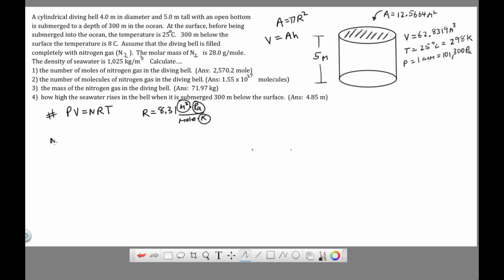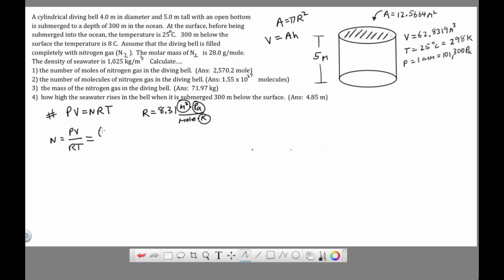All right, so all we do is we rearrange the ideal gas law here for moles. So N is equal to PV over RT. We know that the pressure, if the diving bell is sitting here at sea level, we know the pressure at sea level is 1 atmosphere, and 1 atmosphere is equivalent to 101,300 pascals. So that's the pressure on the diving bell, on the gas in the diving bell before it goes into the water, because it's open to the atmosphere.